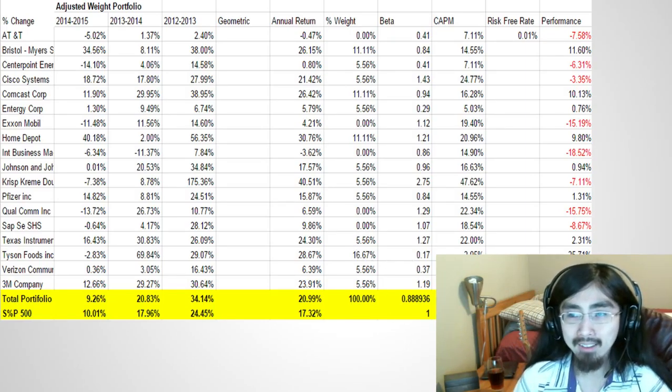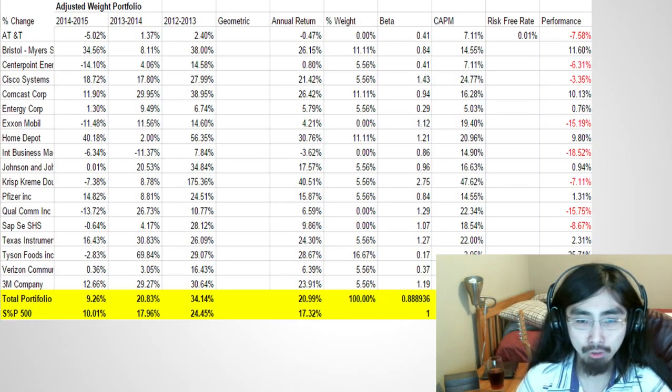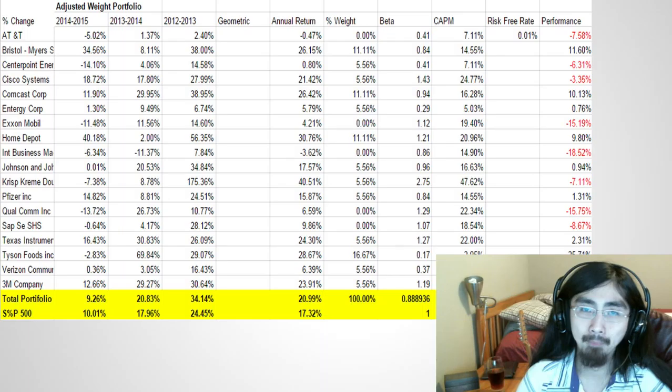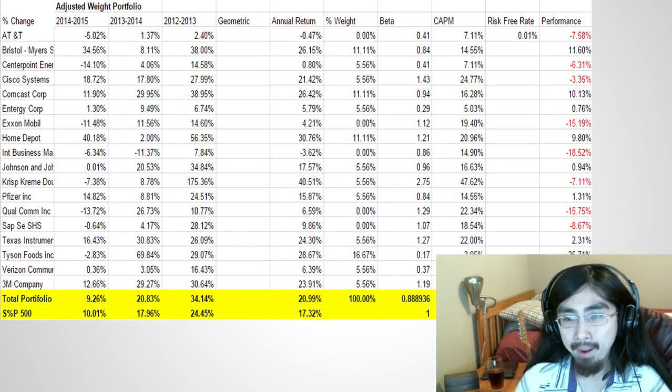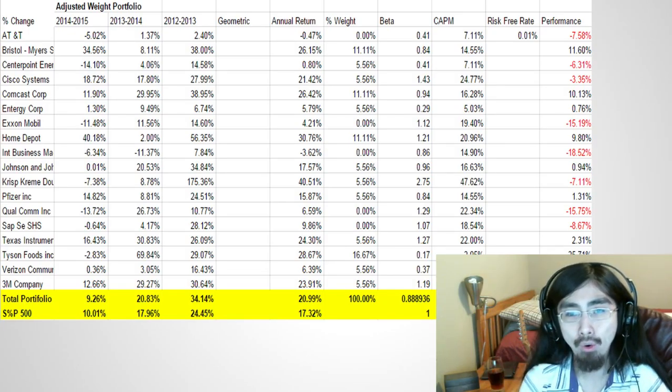Now, I ranked the performers not based on their actual annual return, but on the difference between their annual return and their CAPM. For example, Tyson Food did not have the highest annual return, but they had the lowest beta, and their compound required return is very low. So the difference between that was much higher than everyone else. So I have chosen them to be our best performing stock.